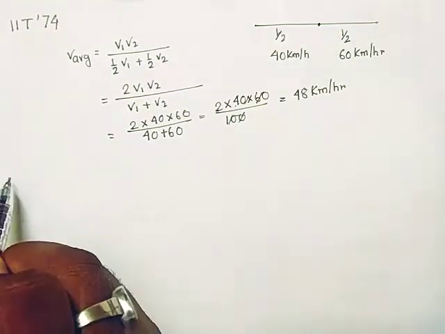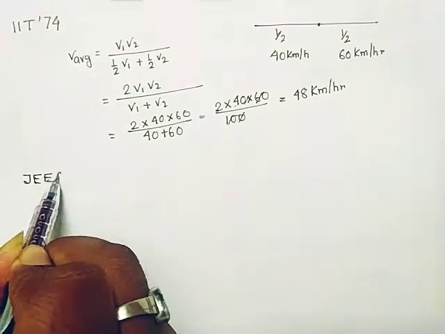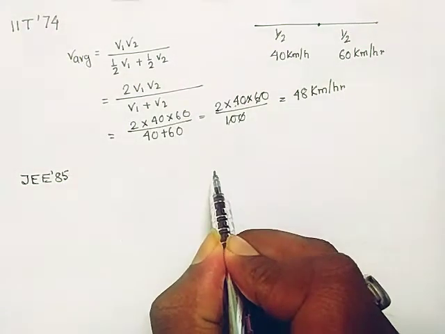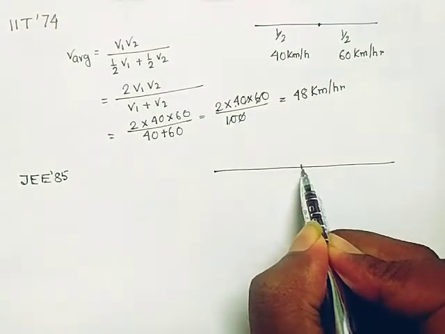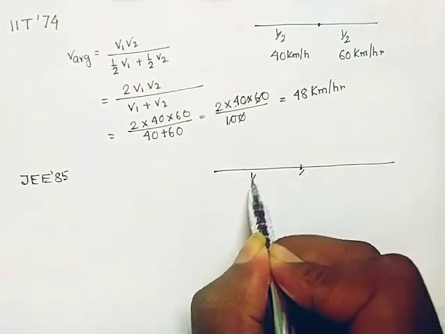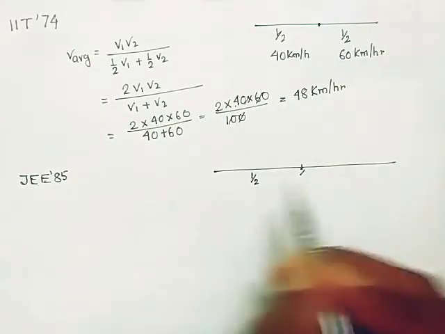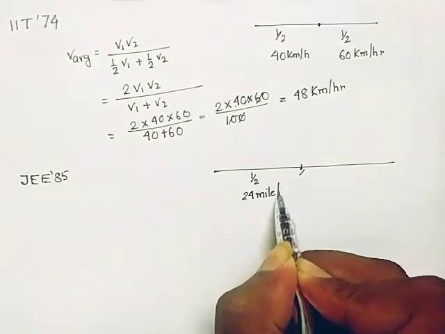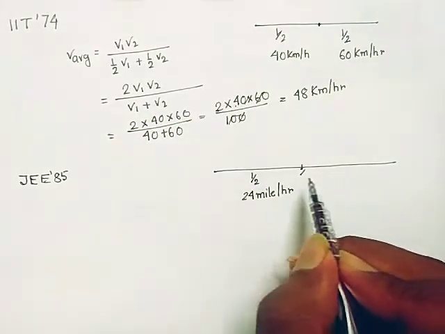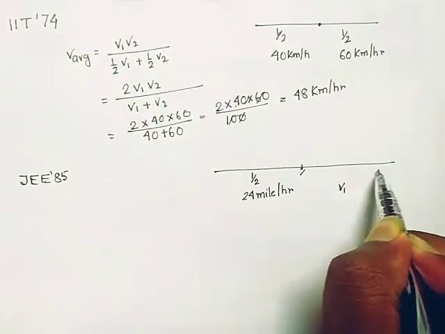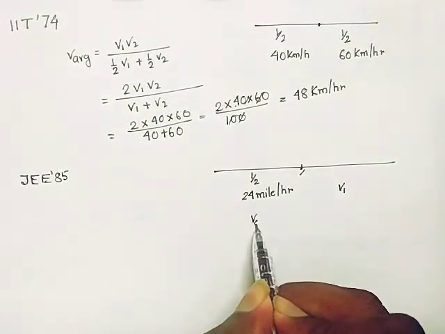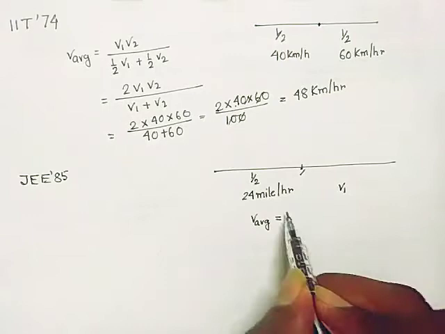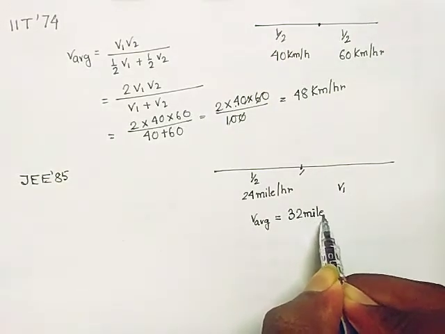Next, we take a question of JEE 1985. The question asked: a person covers half of his destination, that is the path, with the speed 24 miles per hour, and you have to find out the velocity in the rest of the path so that the average speed is 32 miles per hour. So this is the question.